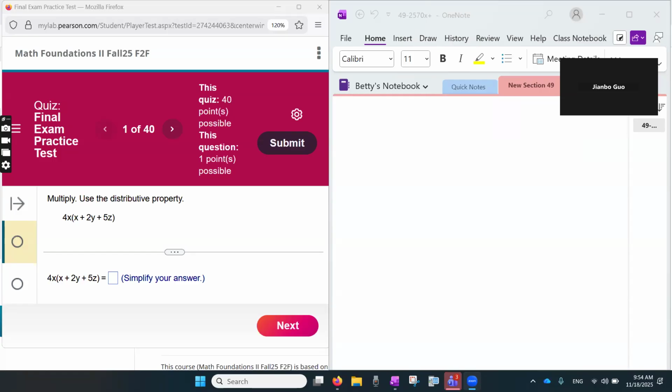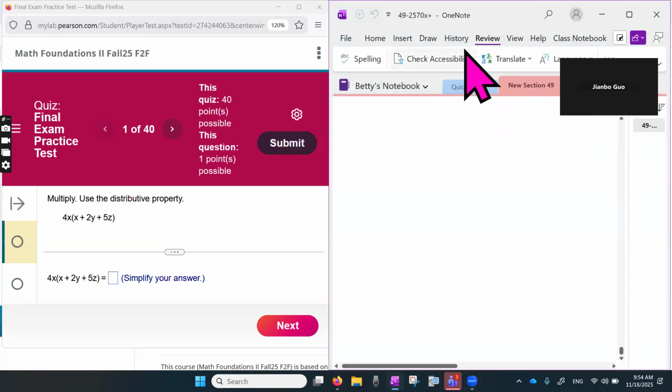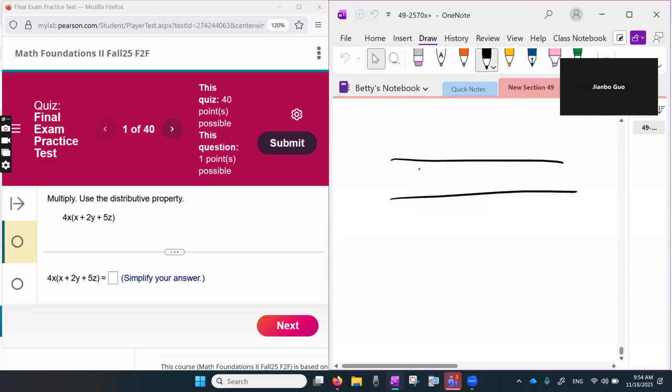The first question, multiply. Use the distributive property. So we're multiplying a monomial by a trinomial. We can totally use the box method. We're gonna have a 1 by 3 box. We write the monomial to the left and the trinomial on the top of the box. We have x, and here we have 2y, 5z.